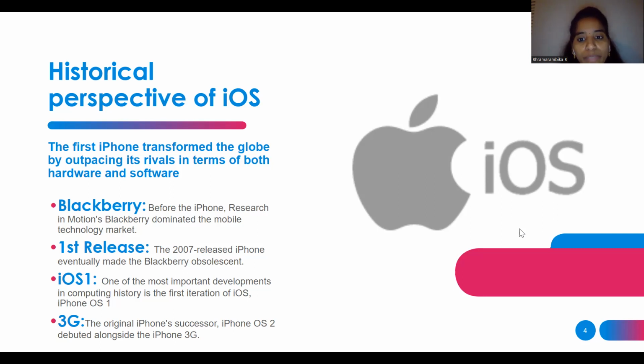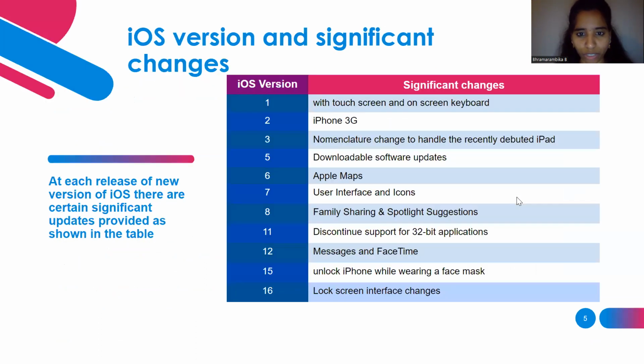Let's see what updates Apple brought in each iOS release. It started with iOS 1, which launched with the touchscreen and on-screen keyboard. Next, they launched version 2 with the iPhone 3G. And in version 3, they handled the similar naming change for the recently debuted iPad.